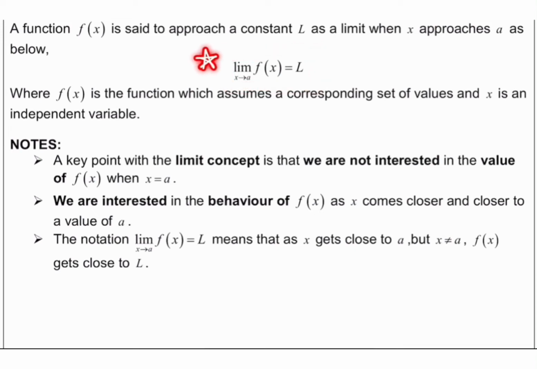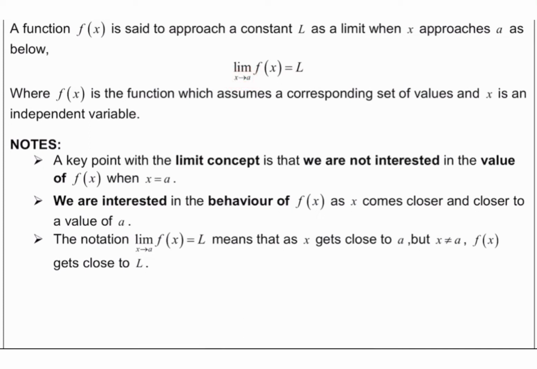So tulisan dia mesti ada lim. Okay, lim ni stand for limit. Kemudian bawah lim mesti ada x approach to a. So x anak panah a. Maksudnya kat sini x approach a. Okay, f(x) ni adalah function. Okay, so equal L. L tu adalah satu constant. So keseluruhan tulisan ini kita sebut adalah f(x) approach a constant L as x approach to a. Okay, f(x) akan approach pada satu constant L when x approach to a.